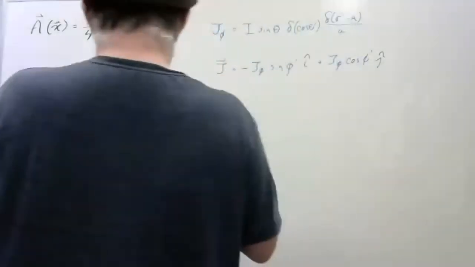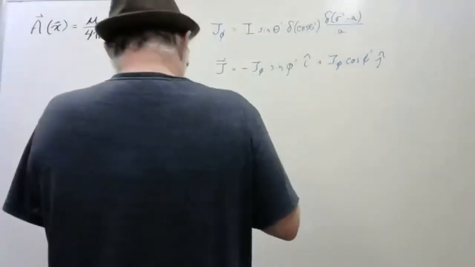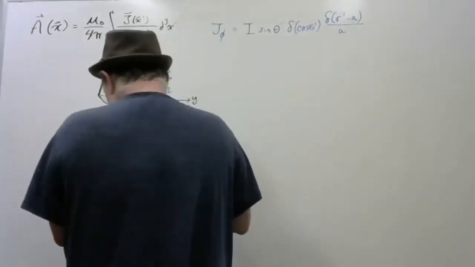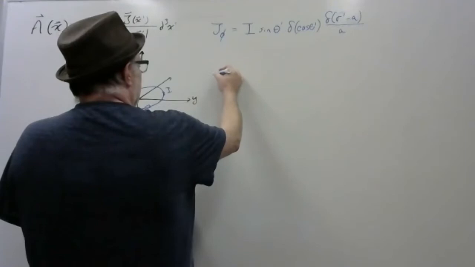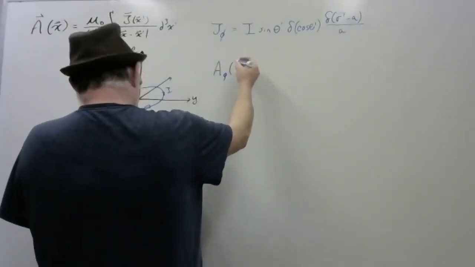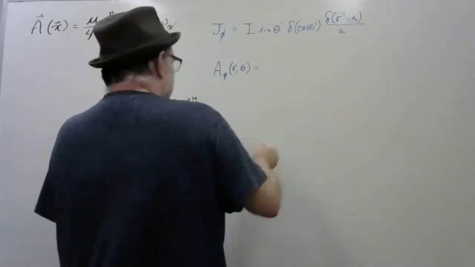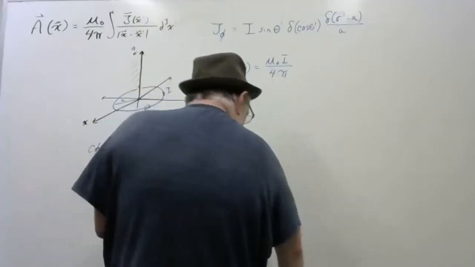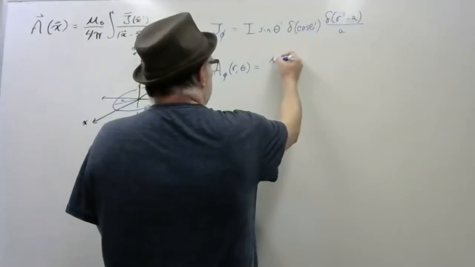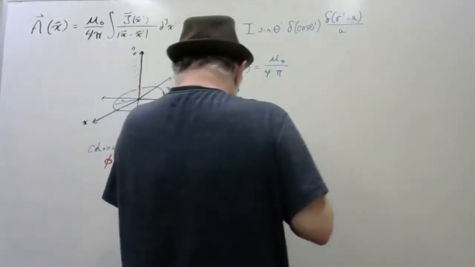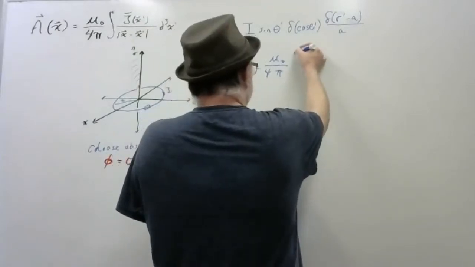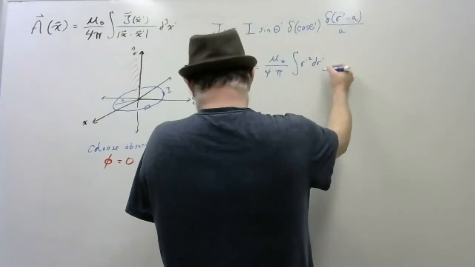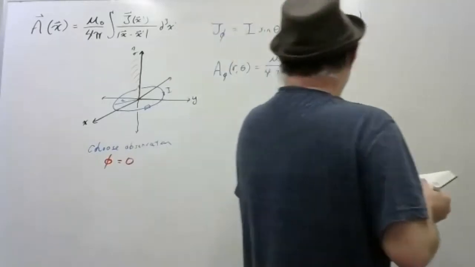Now we simply plug into the formula. I'm going to say that A phi, A in the phi direction, of r and theta is equal to mu naught over 4 pi, multiplied by the integral of r prime squared dr prime d omega prime, omega being the solid angle.